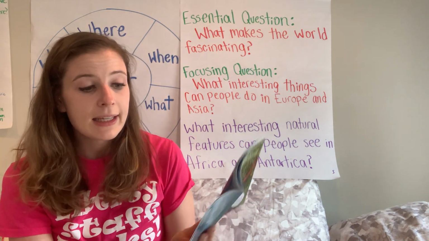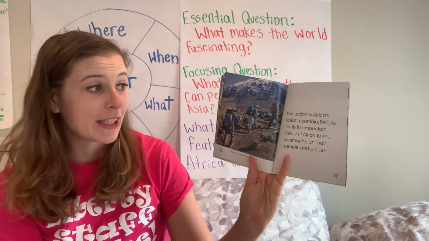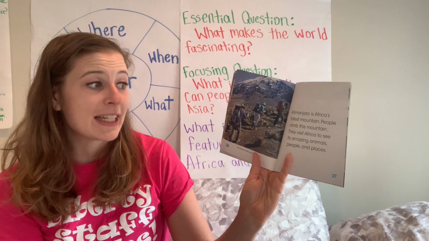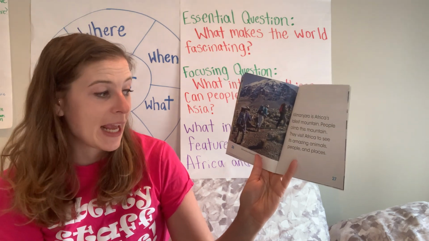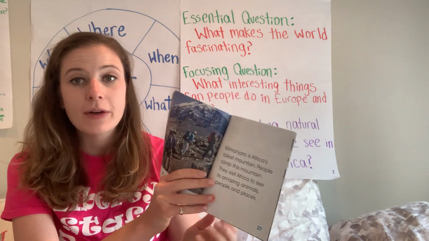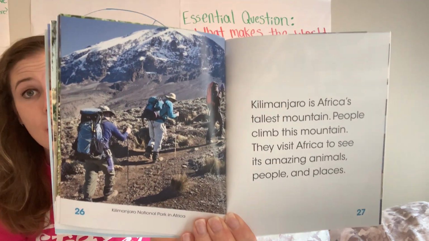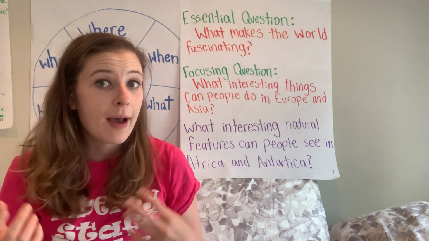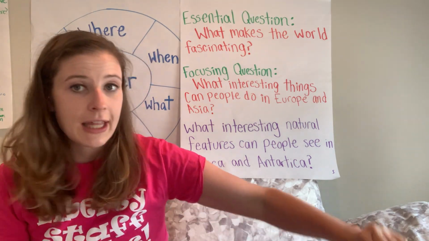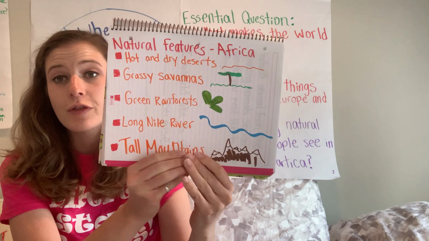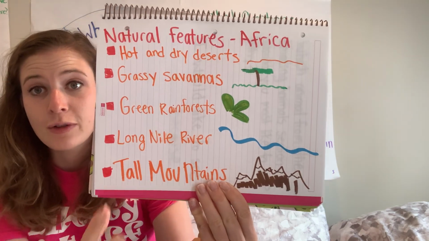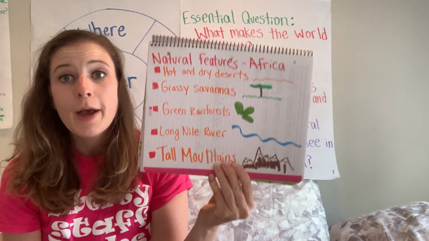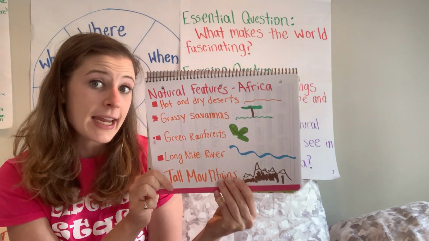Kilimanjaro is Africa's tallest mountain. People climb this mountain. They visit Africa to see its amazing animals, people, and places. So Mount Kilimanjaro is one of the tallest mountains in the world, and people like to climb it. A mountain is a natural feature, so that's going to finish our natural feature list for Africa. So tall mountains.